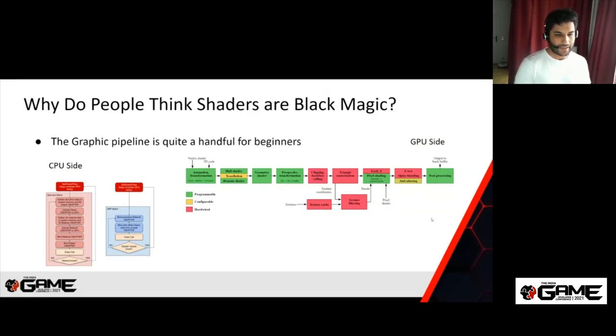And although you don't have to know everything when you're starting off, chances are that for the technique you want to implement, or for understanding other people's shader work, you kind of have to have an overview of pretty much everything.